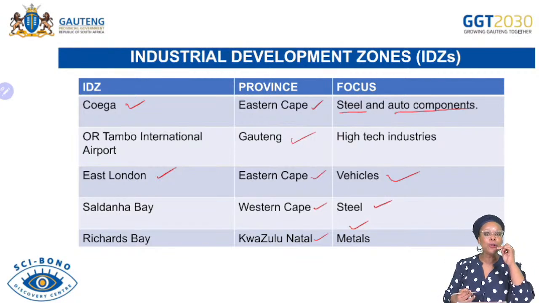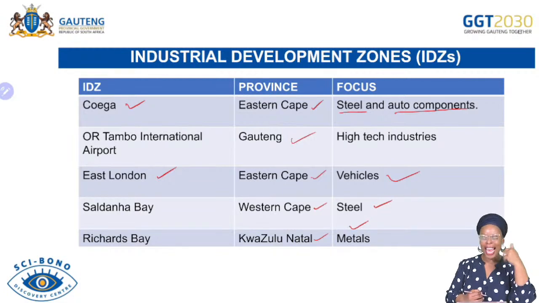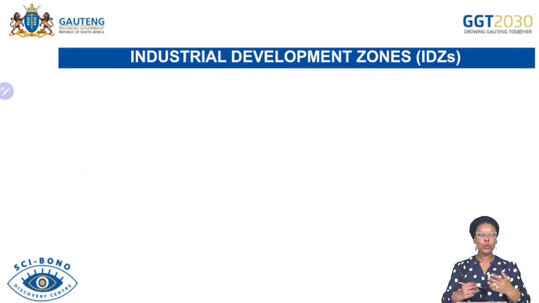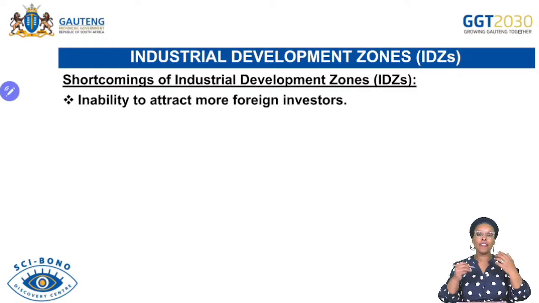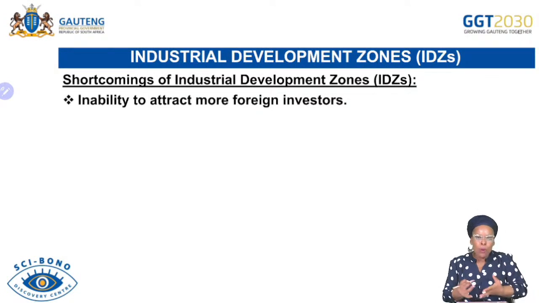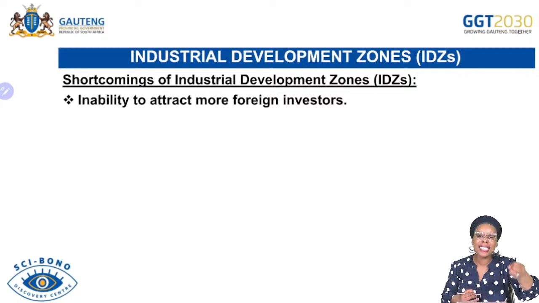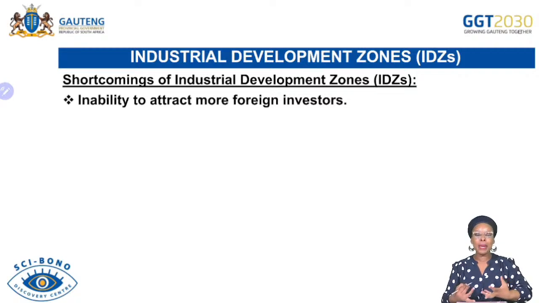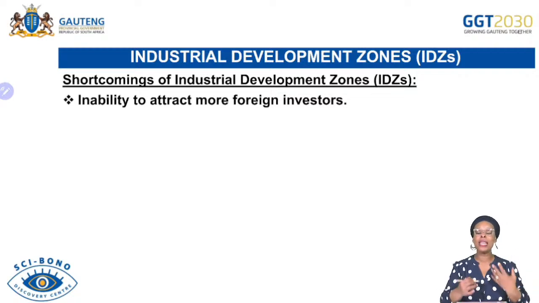But before I tell you those special economic zones and what a special economic zone is, let's look at the shortcomings of this IDZ, because our 2021 exam guideline wants us to know what the shortcomings of IDZs are, what made IDZs fail, what were the weaknesses. Why are we now focusing on special economic zones? Number one, the IDZ failed to attract foreign investors. Remember where an IDZ is. It was supposed to be investors establishing businesses there. So it failed to attract more investors.